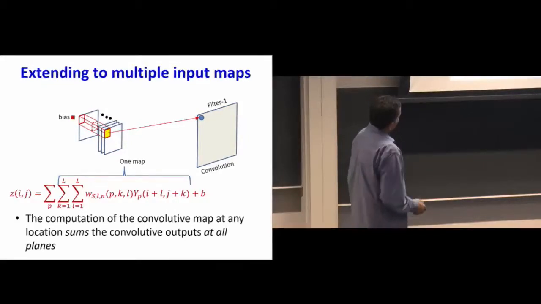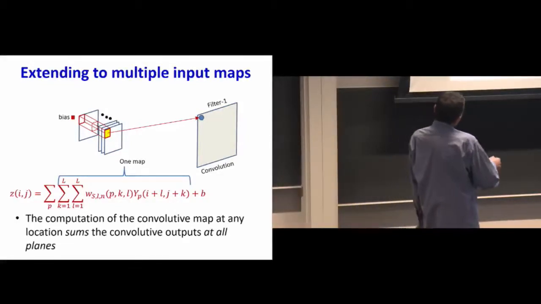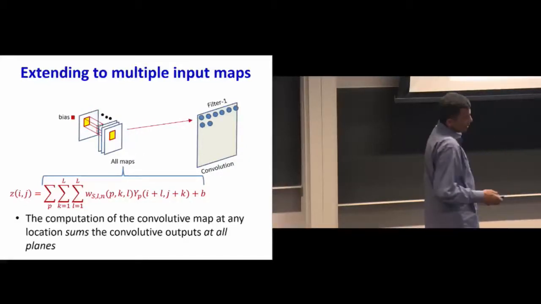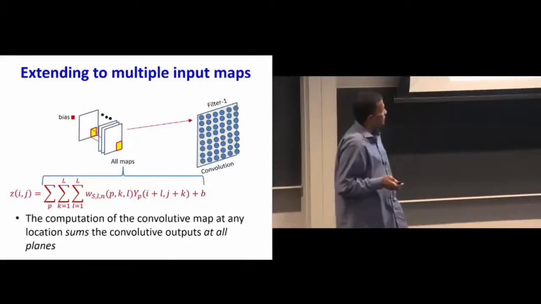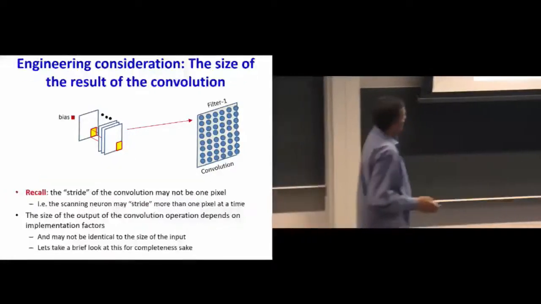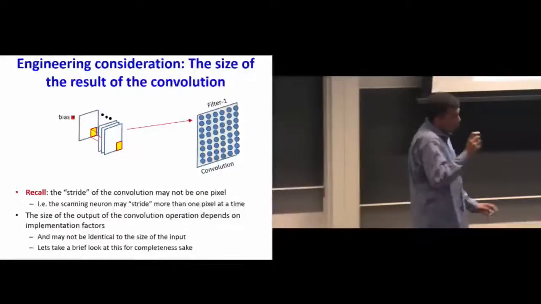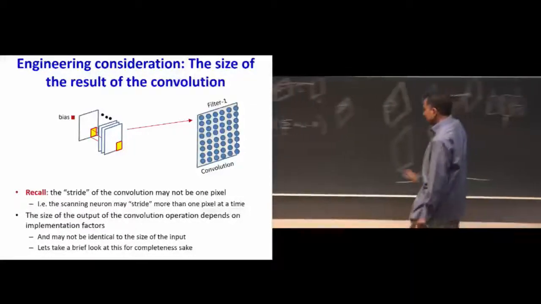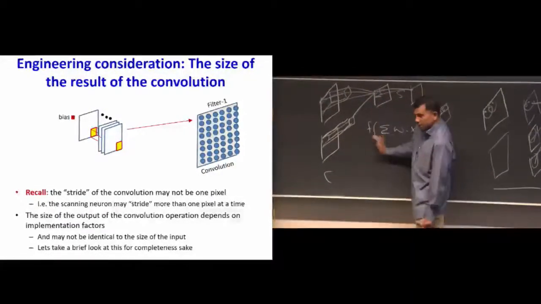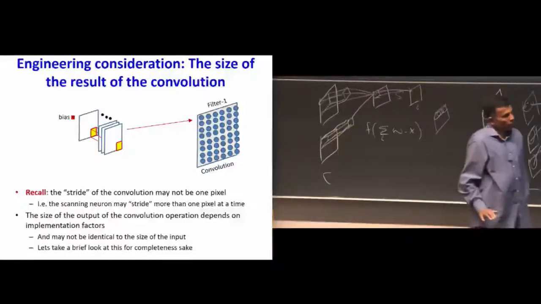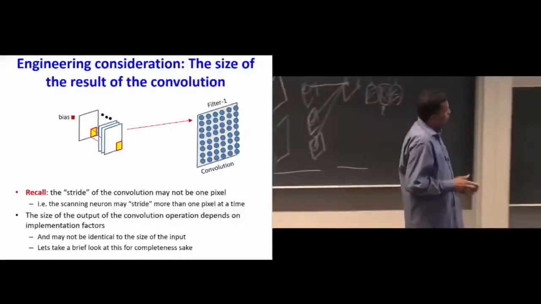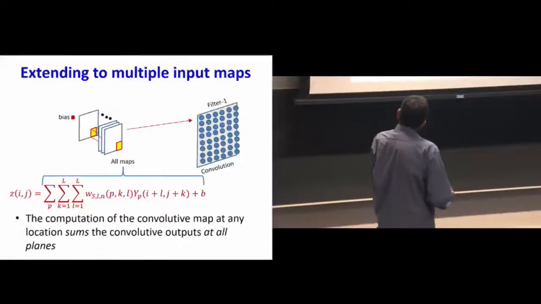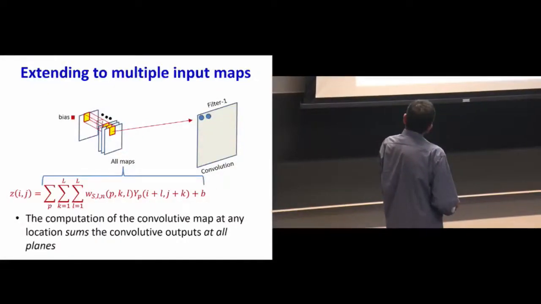So this is going to be for just one map, right? I'd have many of these being computed, and then I'd scan around to generate the entire map, like so. So this is going to give me just one single map, meaning just one of these, and I'd have many of these within any one layer.